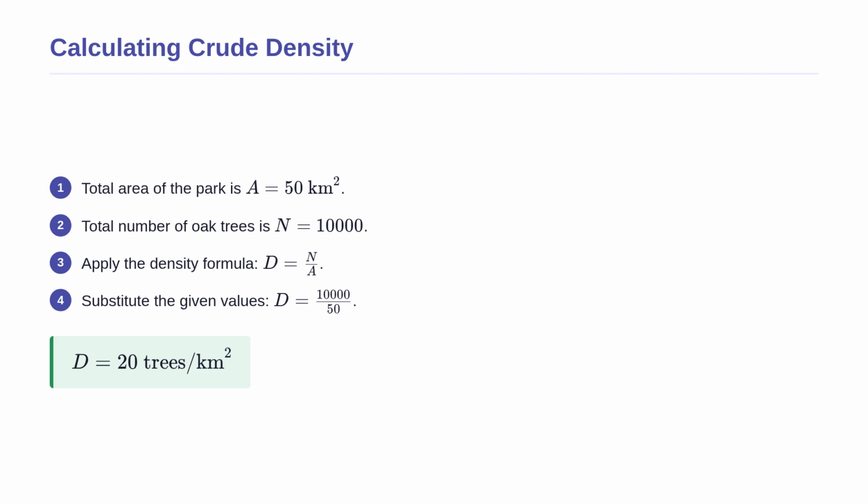We choose our standard density formula because we need to know the concentration of trees per unit area. We substitute 10,000 for N and 50 for A. Dividing 10,000 by 50 gives us our final answer: 20. Physically, this means if you walk through a random 1 square kilometer patch of this park, you should expect to see about 20 oak trees.